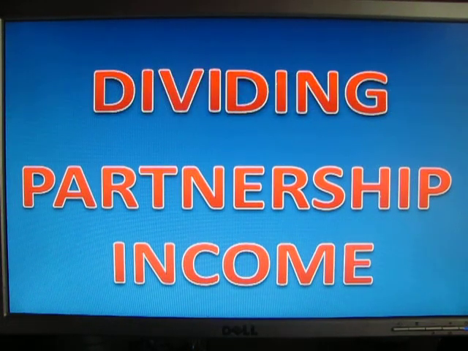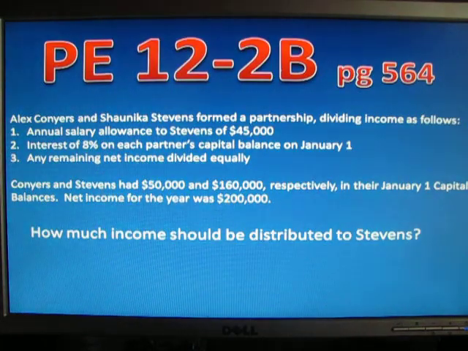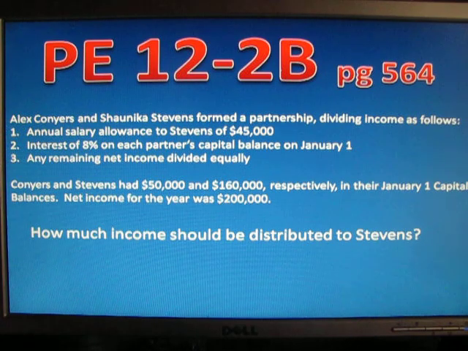This slide tells you about dividing partnership income. This is practice exercise 12-2B on page 564. So look along in your book.